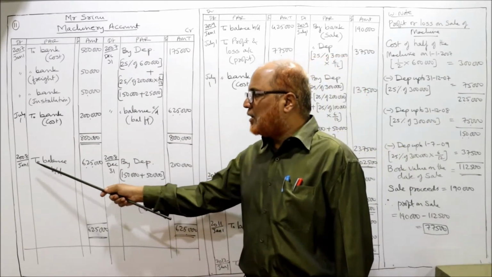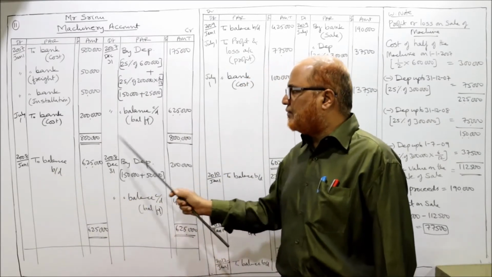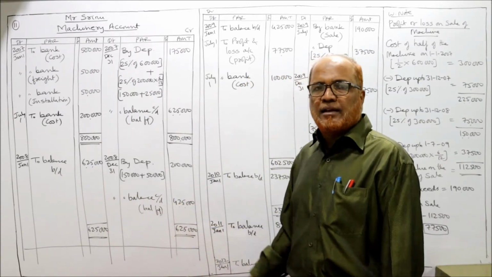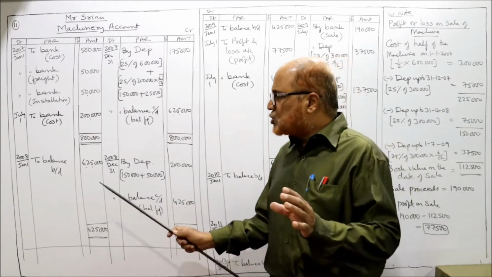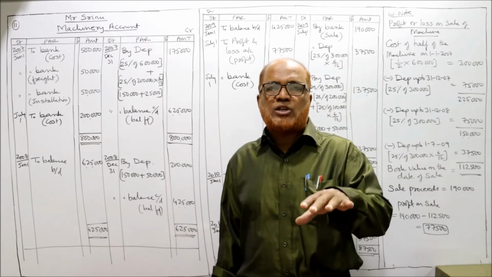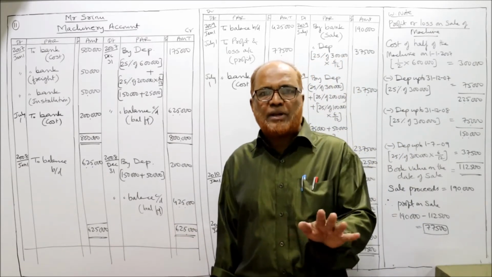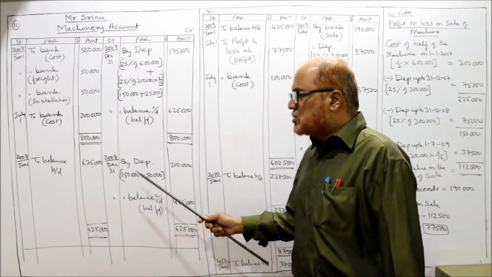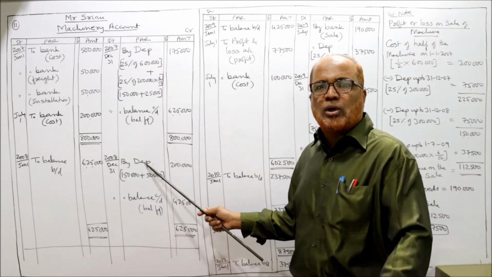Now we'll come to the second year. To balance brought down 6,25,000. Now second year, that is 2008. There is neither purchase nor sale. No purchase, no sale.